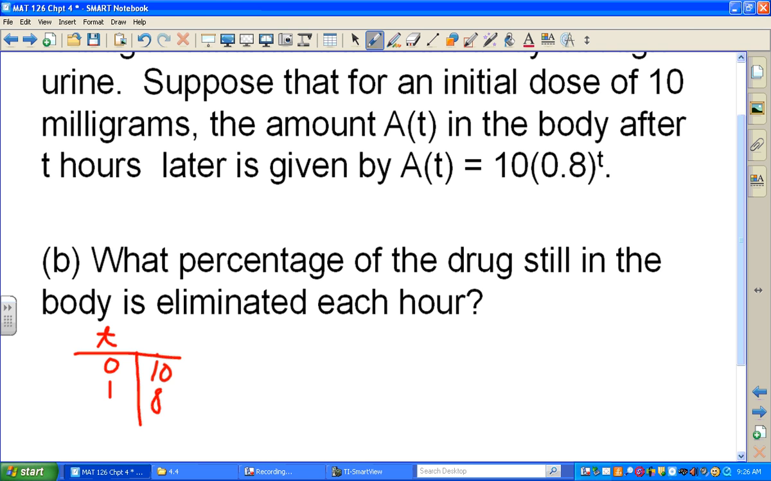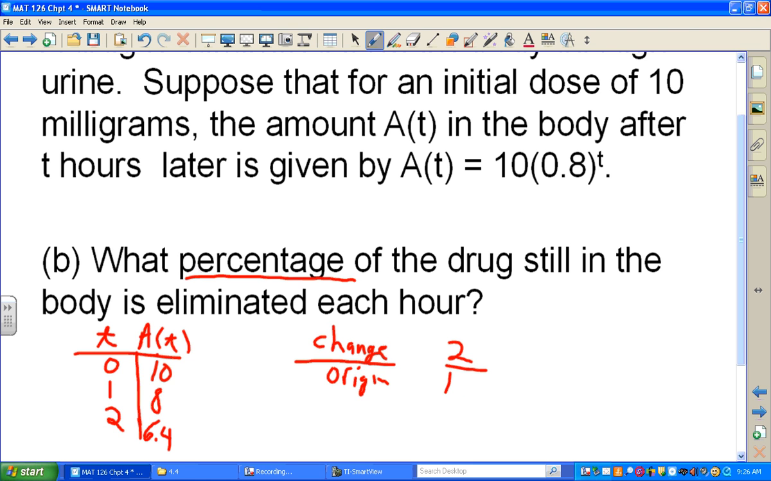Well, how do you find that? Well, sure. If you put in 2, what do you get? 6.4. How do you find percentage of change? You take the amount of change divided by the original amount. So how much is being eliminated right here? 2. 2 and then over 10, so that gives you what? How much percent? 20%. So 20% is eliminated.